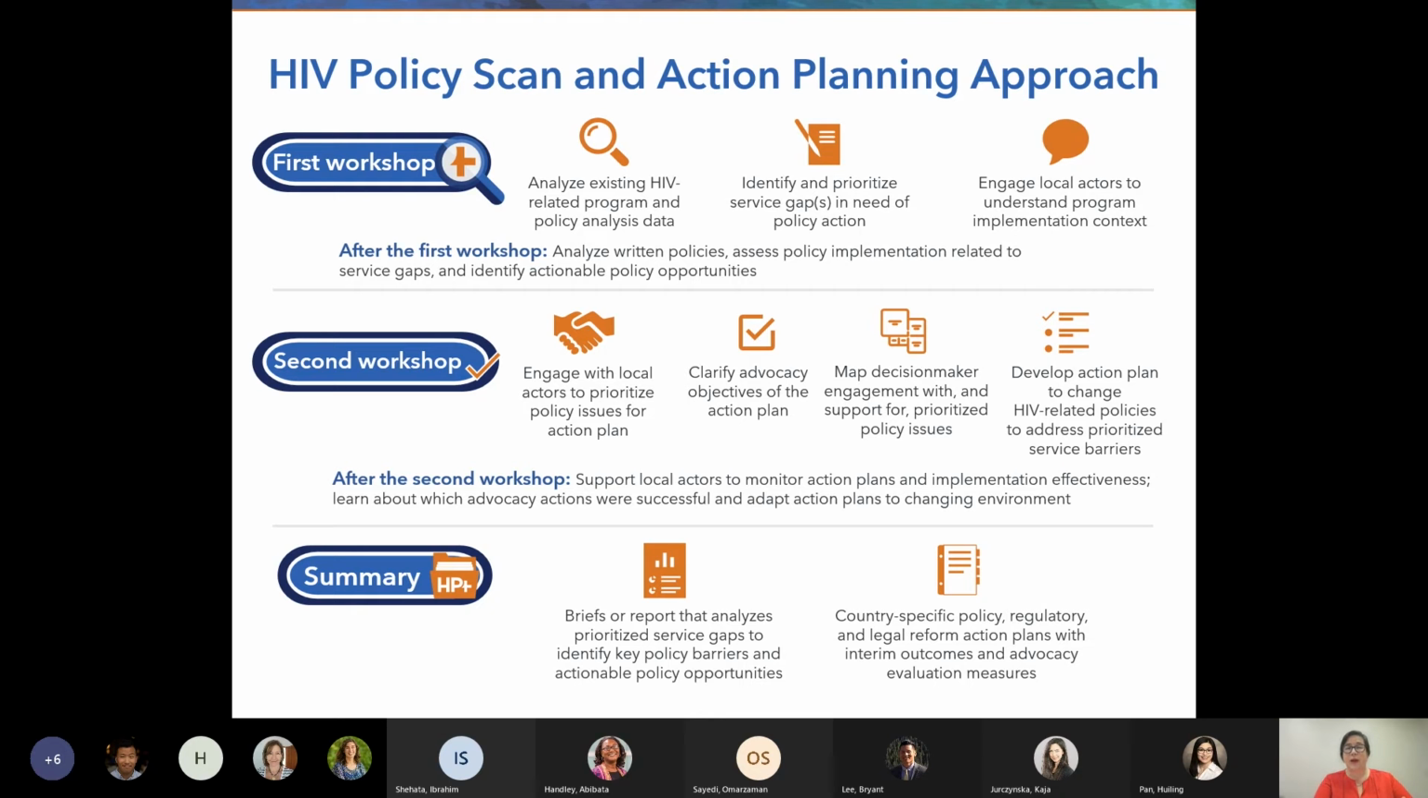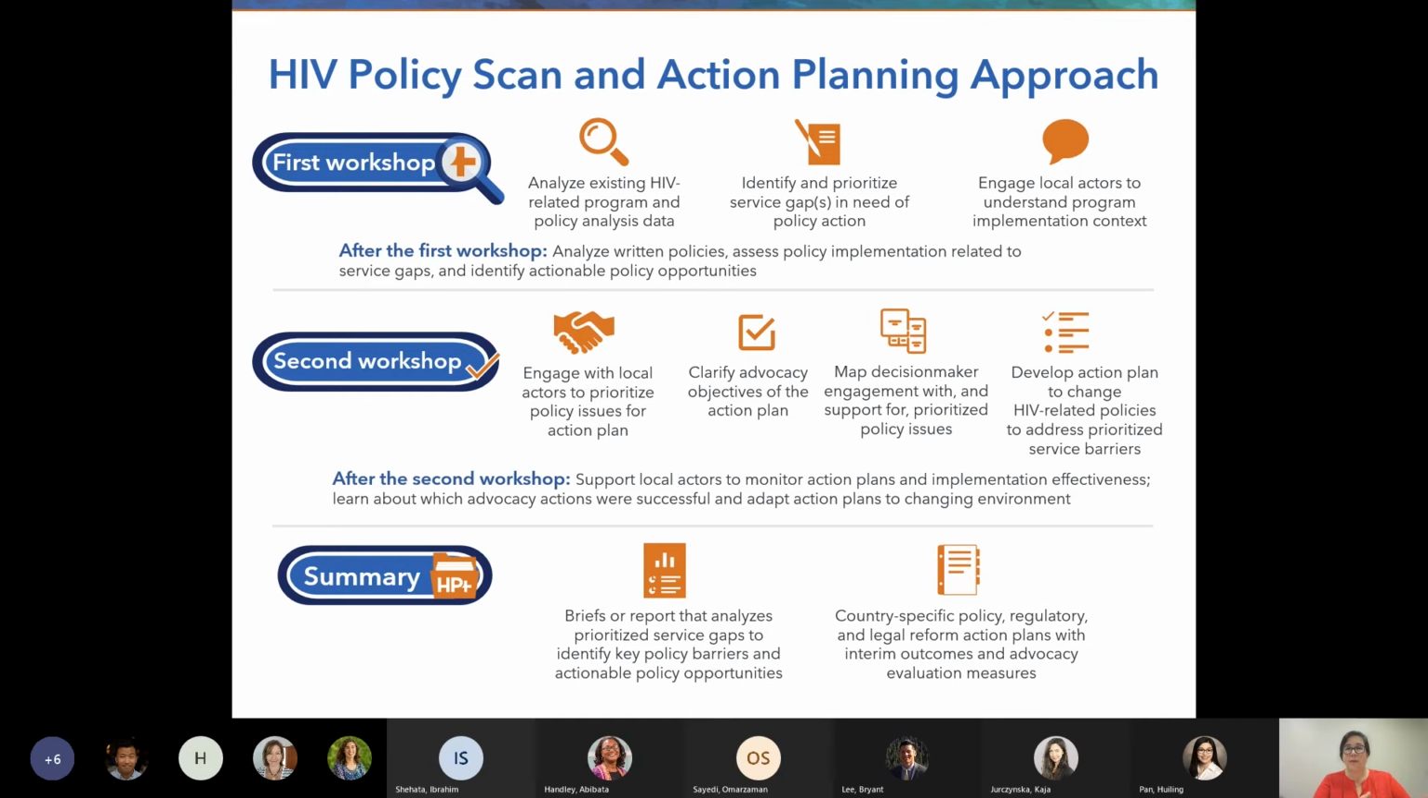This tool was developed with HIV in mind, but the same approach and the same tools can be used across any health area. So the first step is to start by analyzing existing data, existing programmatic data, existing policy analysis data, to be able to present to a group of stakeholders. We try to ensure that this is cross-sectoral and includes government entities, civil society organizations, organizations representing marginalized populations, private sector. We want this group to be as inclusive as possible in order to help set the priority service gap. That group, through a workshop setting, will identify and prioritize the service gap.